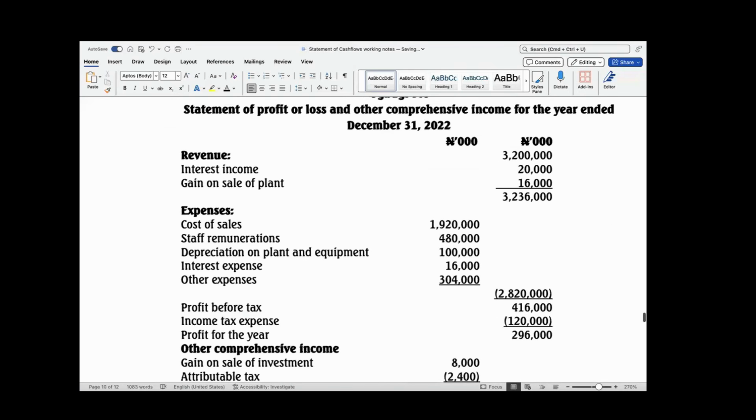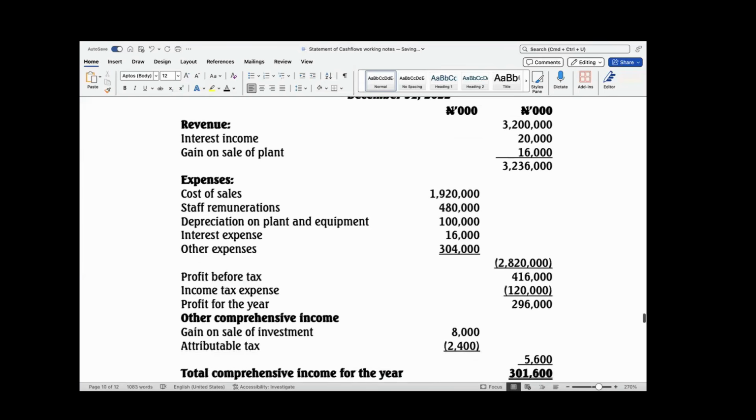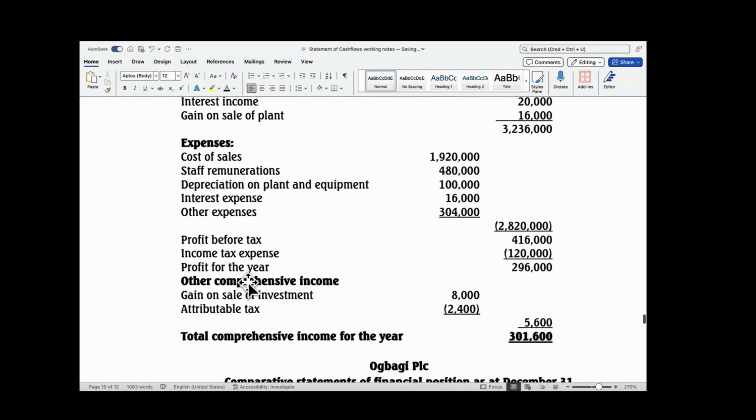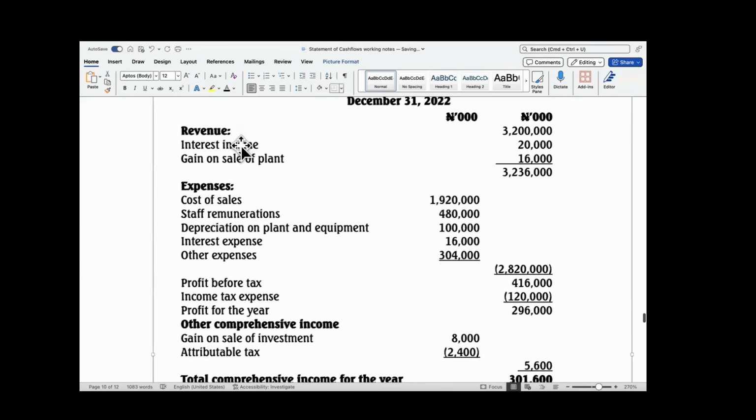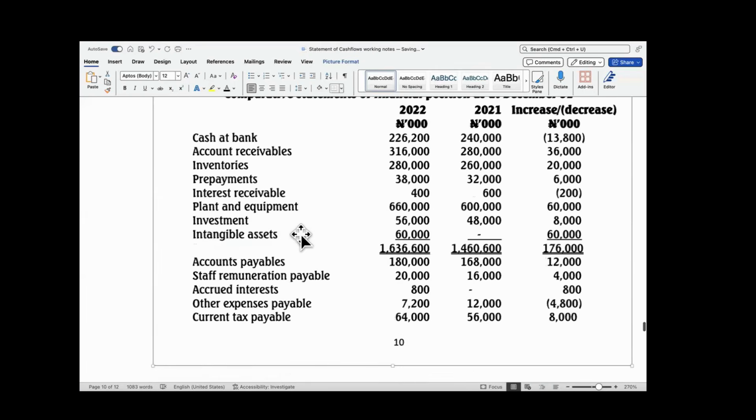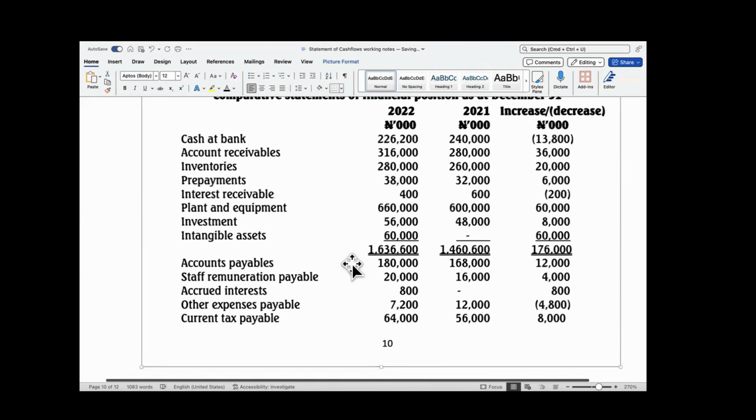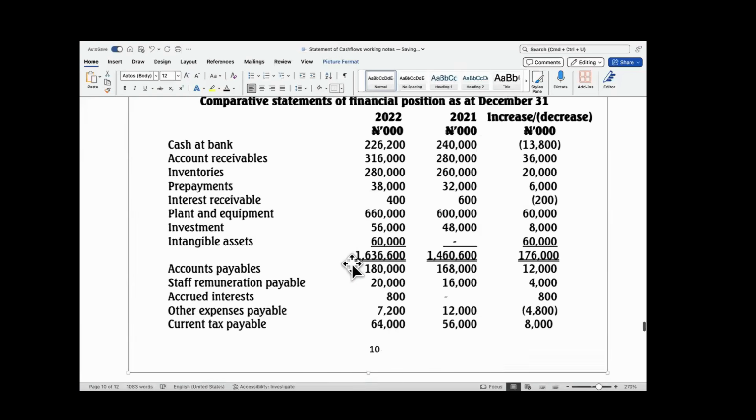So that's for the interest income, just so that I won't forget. So I've sorted that out. Now, let me go to my statement of financial position, the items that will affect my investing.